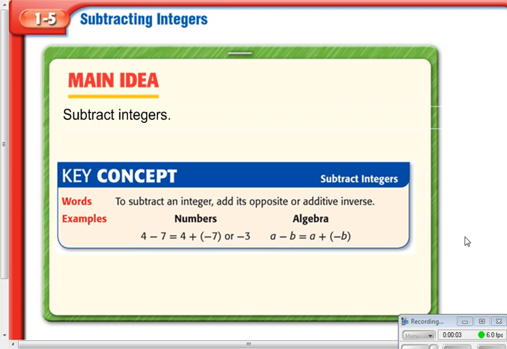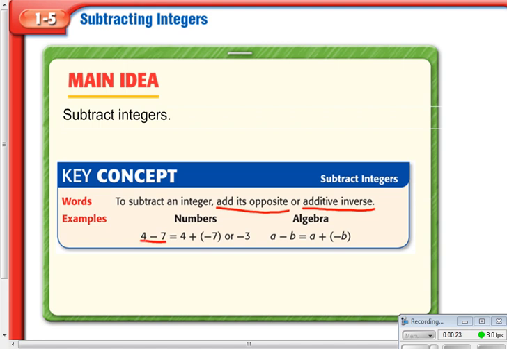1-5 is on subtracting integers. The biggest concept today is when you subtract integers, you can actually add its opposite, also known as the additive inverse. What that's doing is it's getting rid of the subtraction and turning it into an addition problem. You can change every subtraction problem into an addition problem.